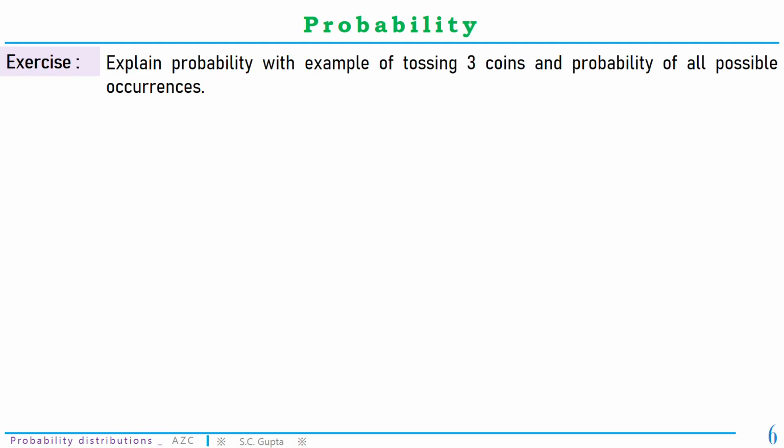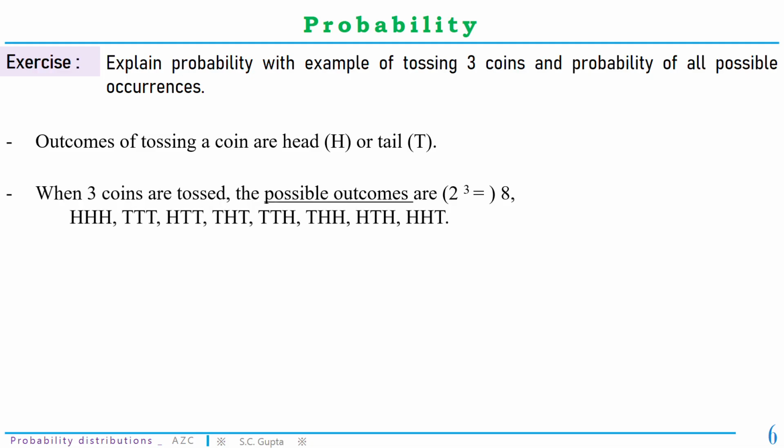Exercise. Explain probability with example of tossing 3 coins and probability of all possible occurrences. Outcomes of tossing a coin are head or tail. When 3 coins are tossed, the possible outcomes are 8. All possible outcomes of 3 coins tossed together are as shown here.